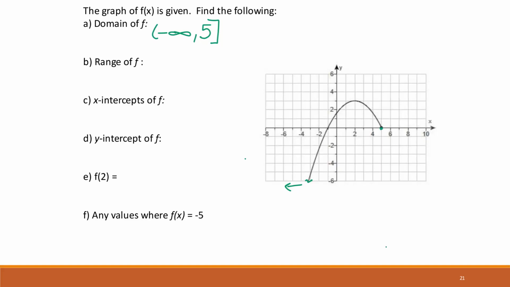For range, you see we're going down forever. So we're going from negative infinity, and then we have a maximum here at 3.